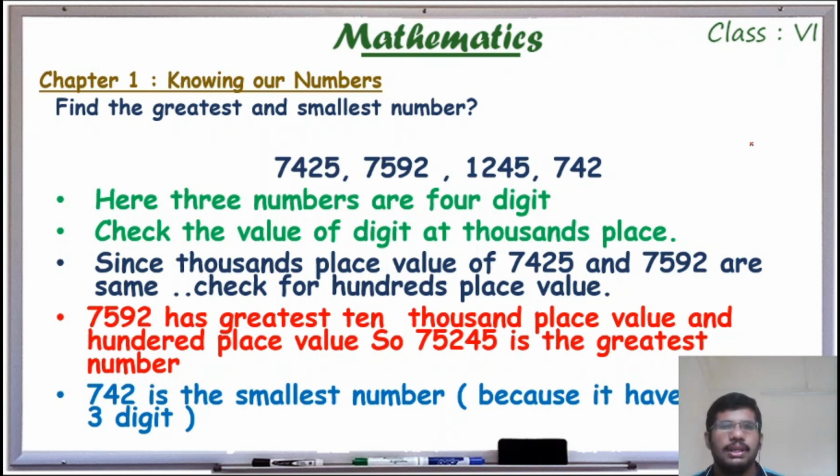Now we have to find the greatest and smallest number among these. There are 4 numbers given: 7,425, 7,592, 1,245 and 742. Since 742 is a 3 digit number, it will not be the greatest one because we have 4 digit numbers here. Take these 3 numbers.